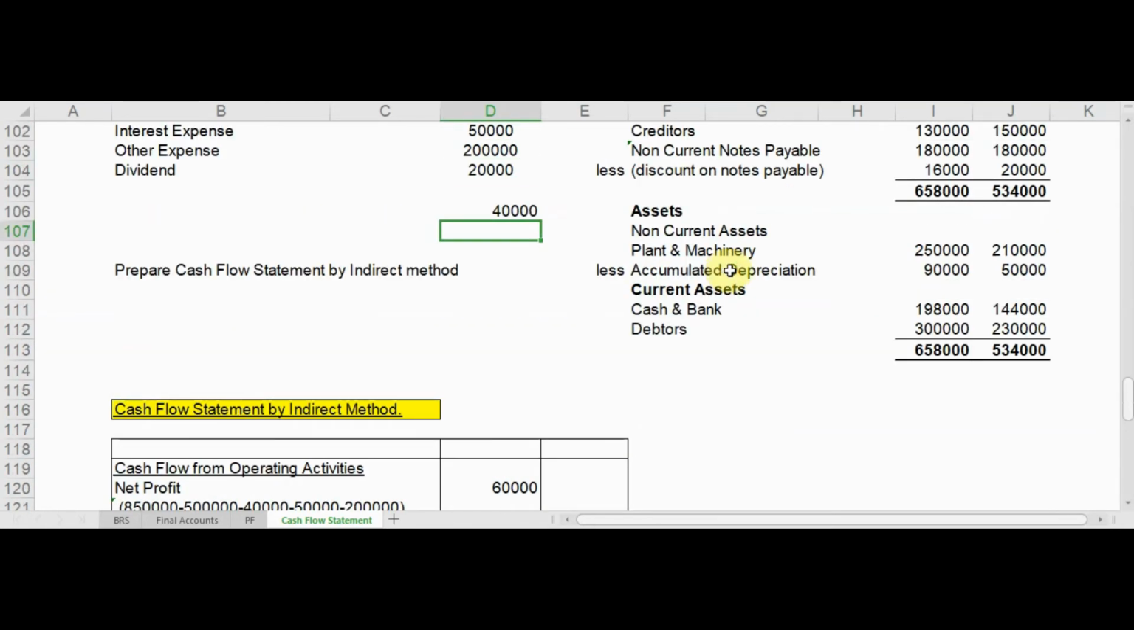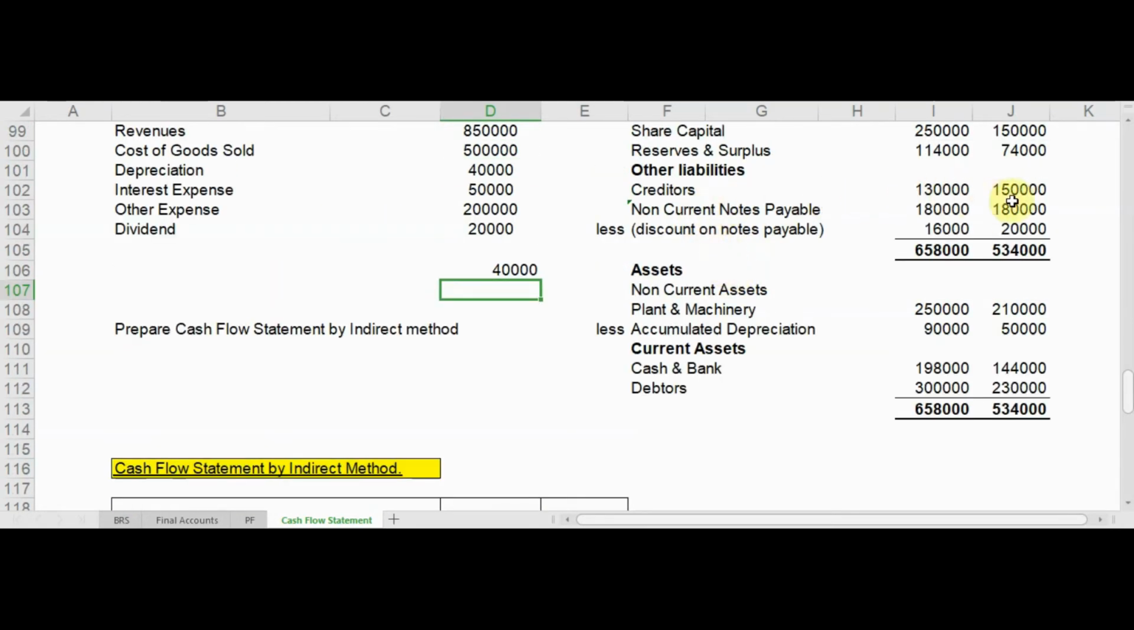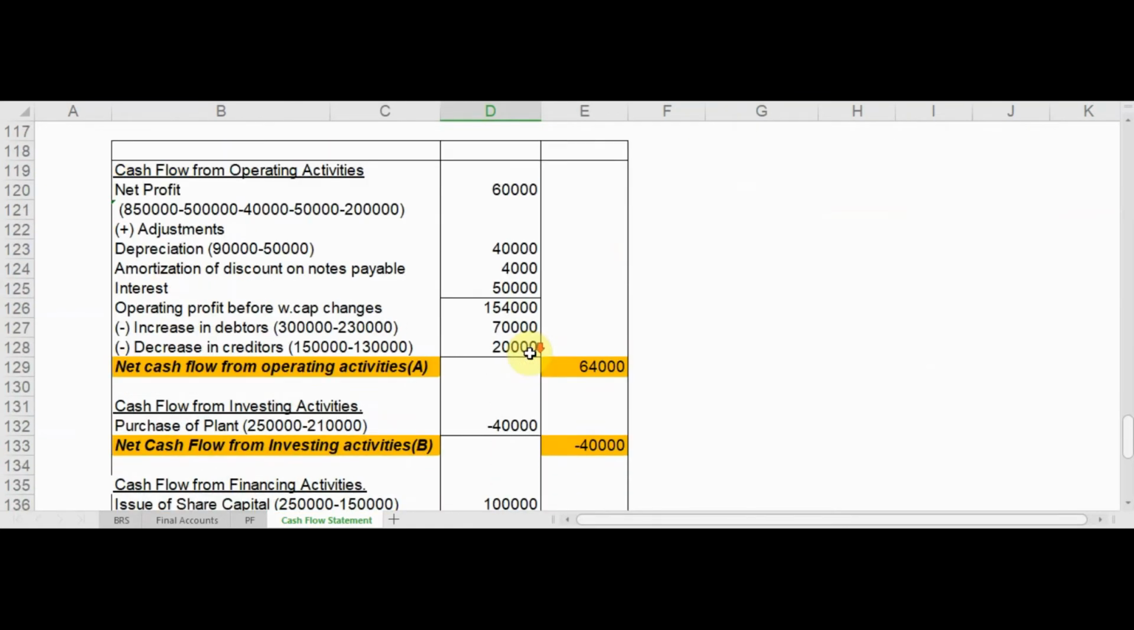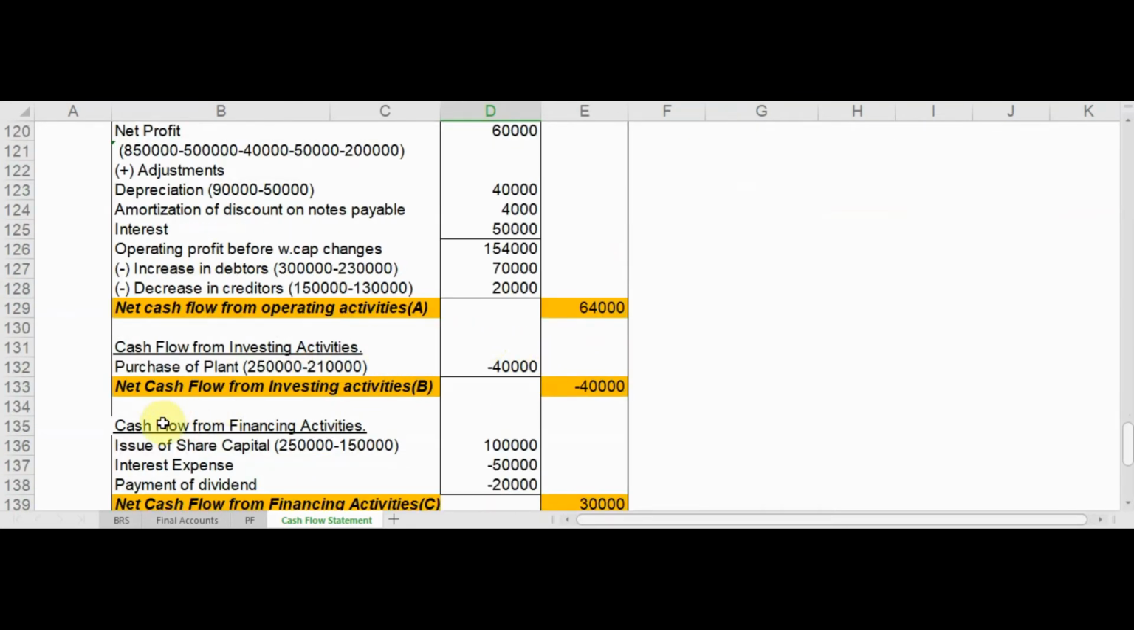Now creditors, previously it was 1,50,000, now it is 1,30,000. So creditors has decreased. So decrease in creditors, 1,50,000 minus 1,30,000 equals 20,000. So if we deduct both of these, we get 64,000, which is the net cash flow from operating activities.